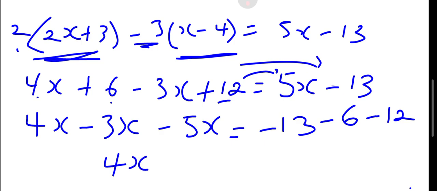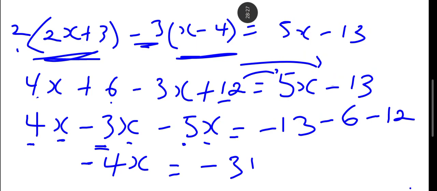Negative 4x. So again, I said if they all have the same variable, they are called like terms. So you can just add or subtract the coefficients, and then attach the x to it. You can use your calculator to enter 4 minus 3 minus 5. We're going to get what? Negative 4, and then you just attach the x to it. So it's equal to negative 13 minus 6 gives us negative 19, and then negative 19 minus 12 will give us what? Negative 31, right?